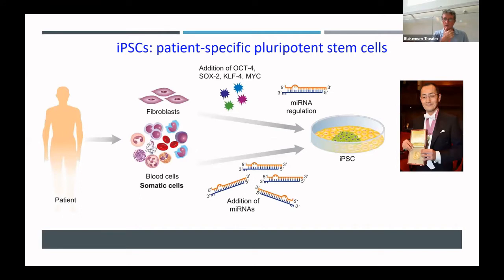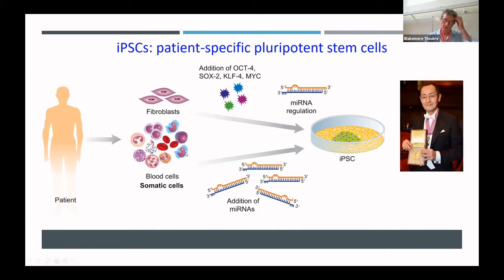So let's just start with iPSCs. Shinya Yamanaka received the Nobel Prize in 2012 for this, for the work he did in 2006. And at its simplest, you can take practically any somatic cell, typically fibroblasts from any one human, from any one of you in the audience, and you can reverse the clock and turn it back into a stem cell that is all but indistinguishable from the pluripotent stem cell of the embryo.